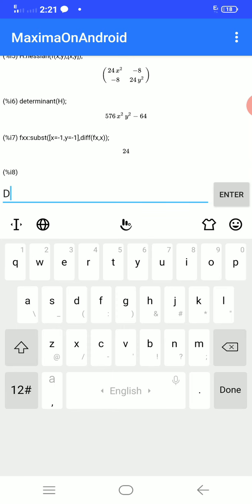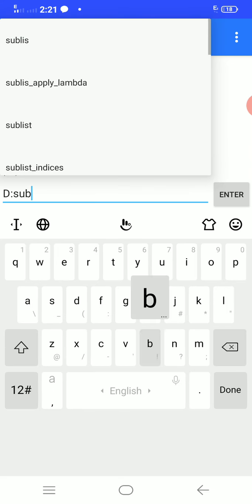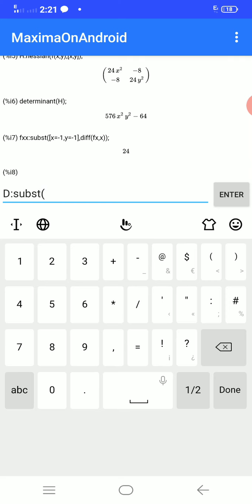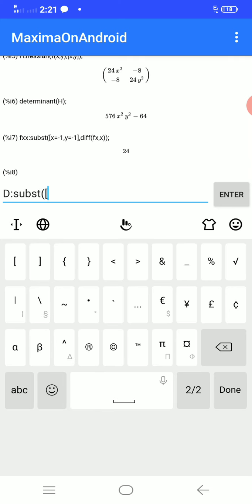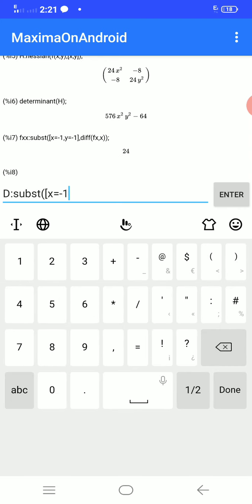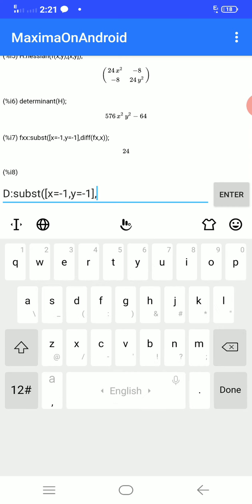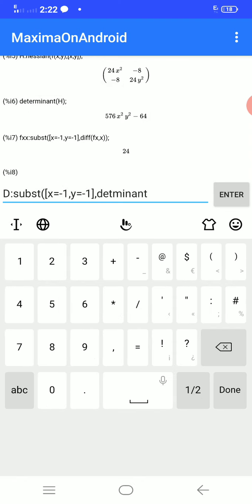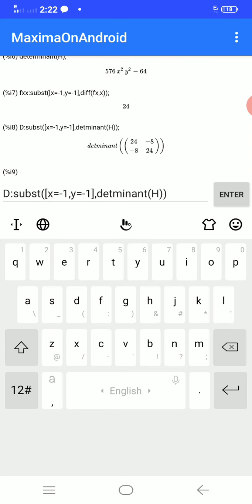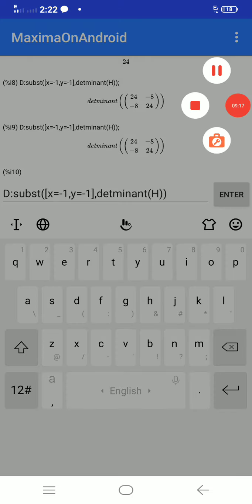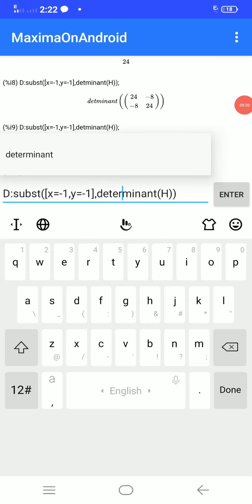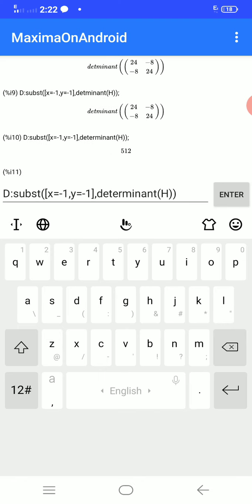Next we have to find the value of D. So using capital D, using the syntax subst of open bracket in close bracket x is equal to minus 1 comma y is equal to minus 1 bracket complete, comma, using determinant of capital H, bracket complete, then bracket complete, then enter. So we get the value of D is 512.